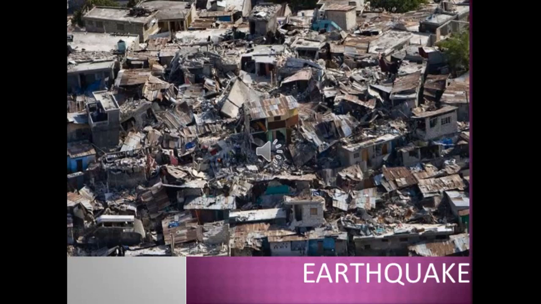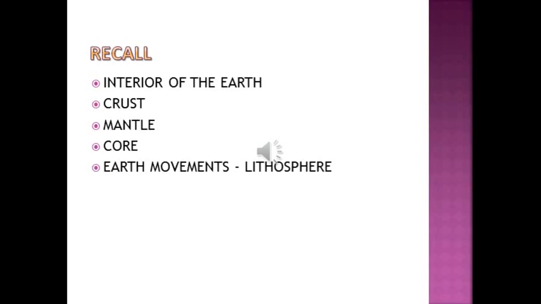Before entering into the class, just to recall what we have discussed in our previous class. We discussed about the interior of the earth. So what are the three layers of the earth? Crust, mantle, then core. Which is the outermost layer of the earth? Crust. How was the crust divided? Continental crust, then oceanic crust.